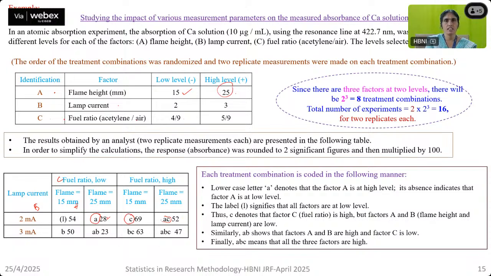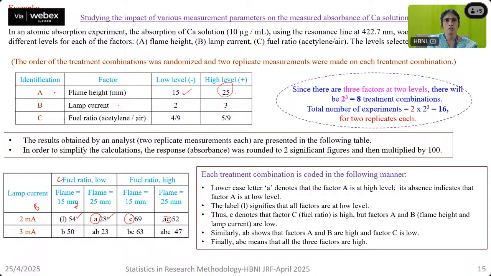We are seeing the change in the absorbance as a result of change in these input parameters, input factors. In the first case, the flame height, lamp current, and fuel ratio are all kept low, and the measured absorbance was found to be 54, multiplied by factor 100. When we keep a high flame current, we will see a different value.